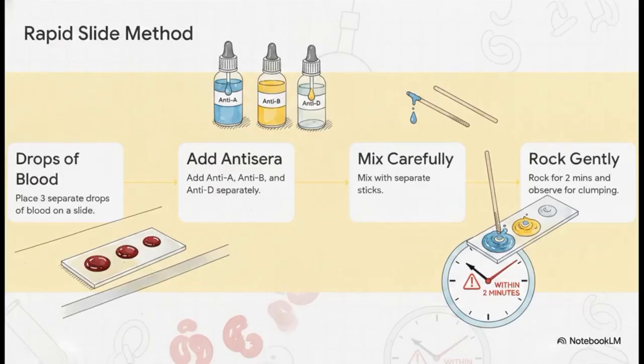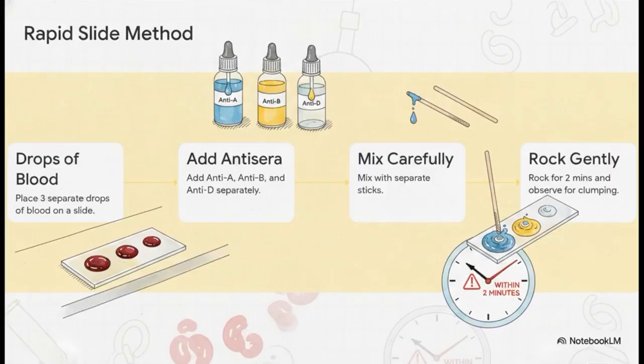With the rapid slide method, the pacing is fast. You place 3 separate drops of the patient's blood on a glass slide. Then, you add the anti-A, anti-B, and anti-D separately to each drop. You mix them with completely separate wooden sticks, gotta avoid that cross-contamination, right? And then rock the slide gently. But here is a critical real-world lab tip.